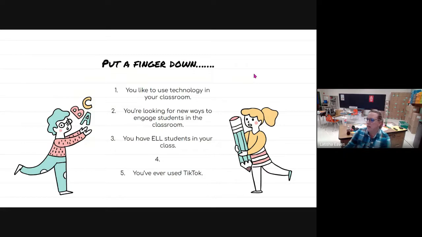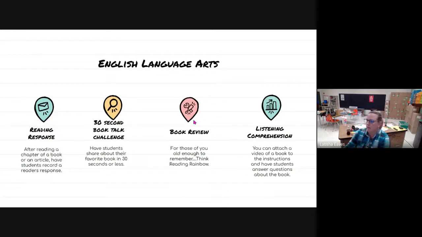One TikTok trend going around right now is put a finger down. I never went back and put a number 4 because I couldn't think of anything, so everyone just hold up 4 fingers. Put a finger down if you like to use technology. Put a finger down if you're looking for new ways to engage students in the classroom. Put a finger down if you have ELL students in your classroom. And put a finger down if you've ever used TikTok. These are just some things to think about as we go through our presentation.